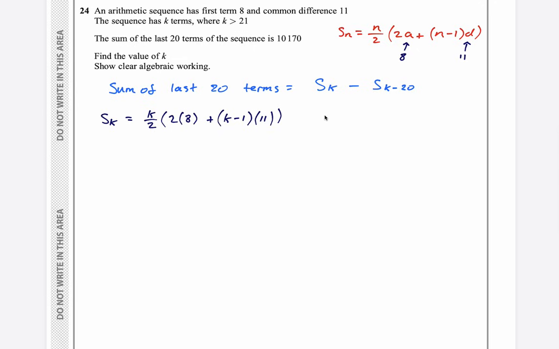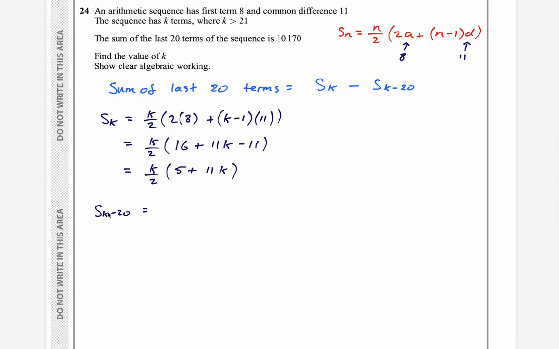Okay, so I think this is the easier one. This is going to be k over 2 into 16 plus, multiply this out, 11k minus 11, which is k over 2, 16 minus 11 is 5, so it's 5 plus 11k. Okay, and I'll leave it like that. That's S of k. Then I want S of k minus 20.